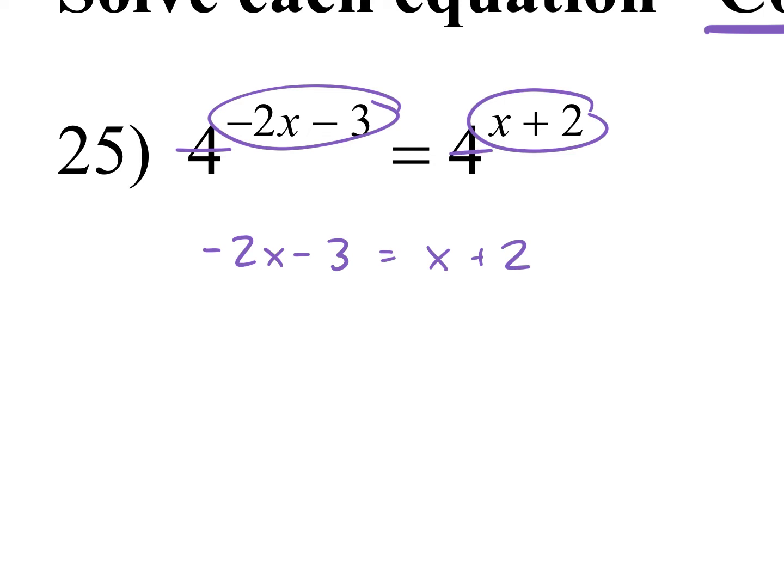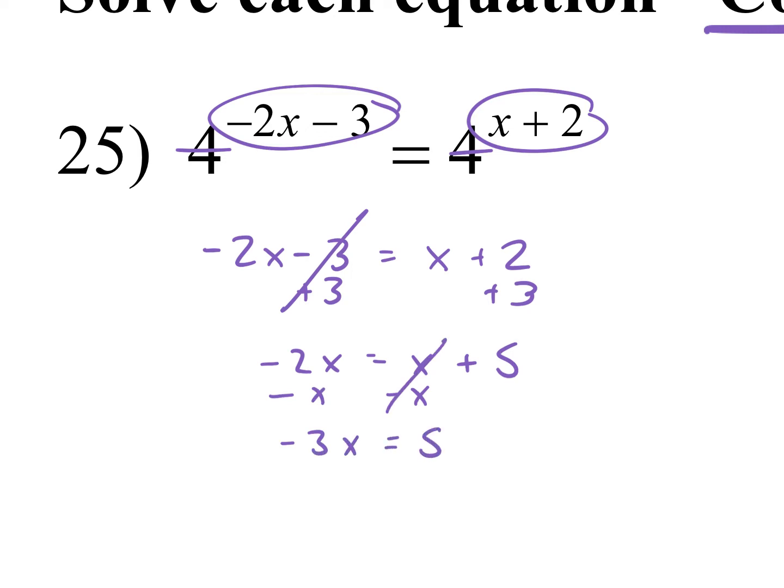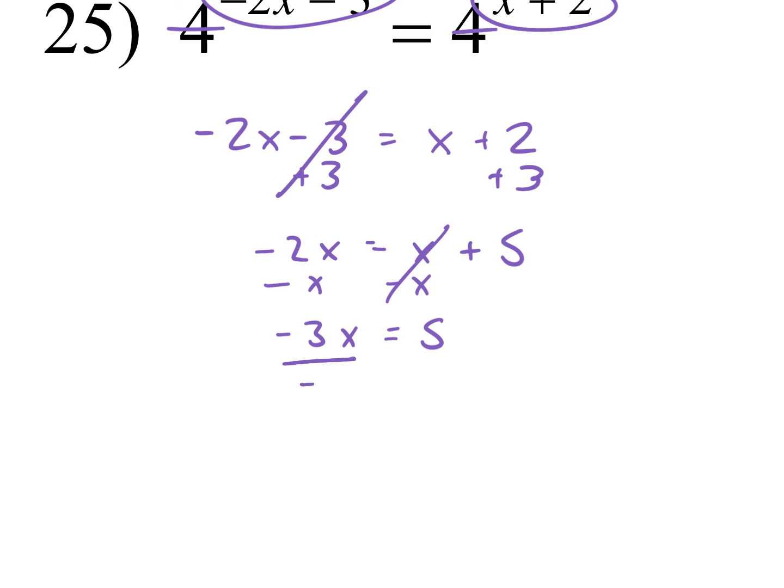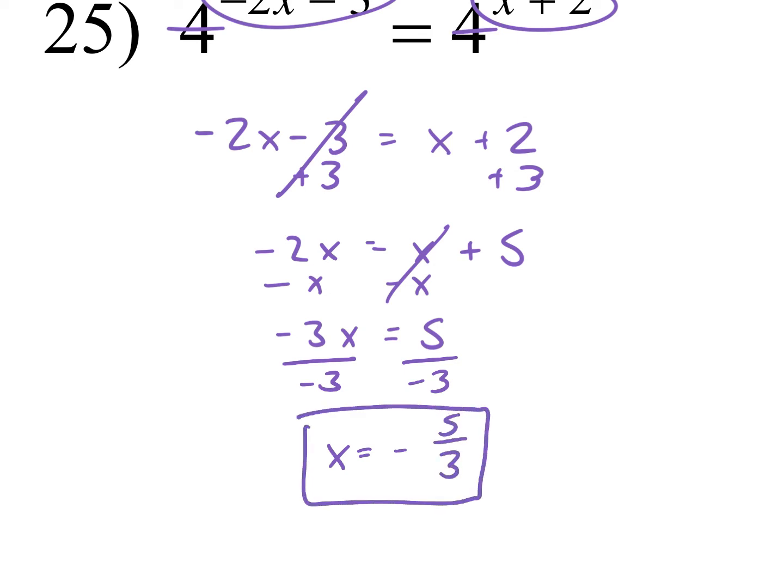Plus 3. I could add 3 to the other side. So get rid of that one. So I have negative 2x is equal to x plus 5. And then what? Subtract x. So move the x to the other side. So negative 3x is equal to 5. Divide by negative 3. So then x is equal to negative 5 over 3. Or if you wanted to, you could put it in the calculator. So this would be 1.667.